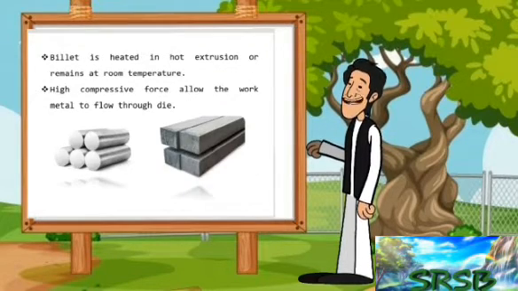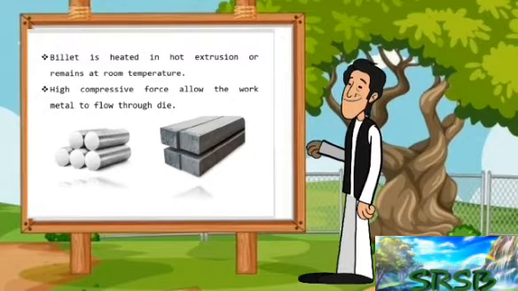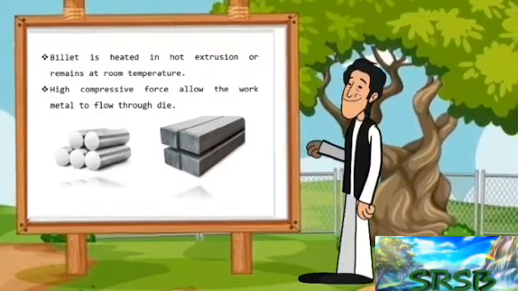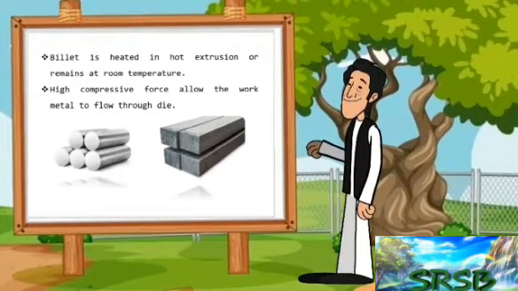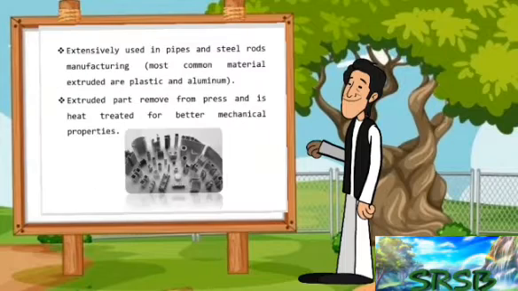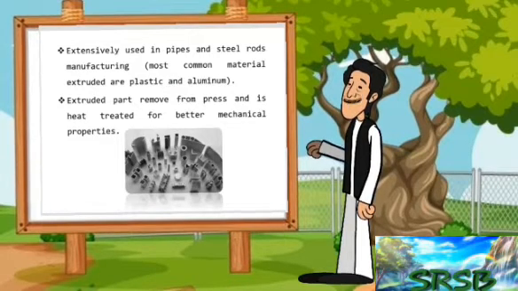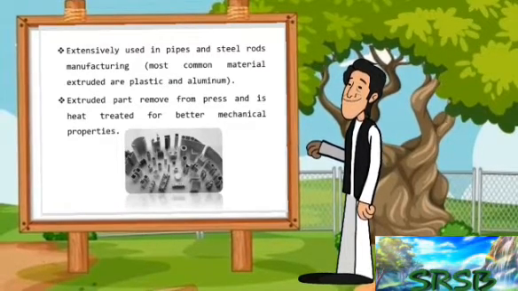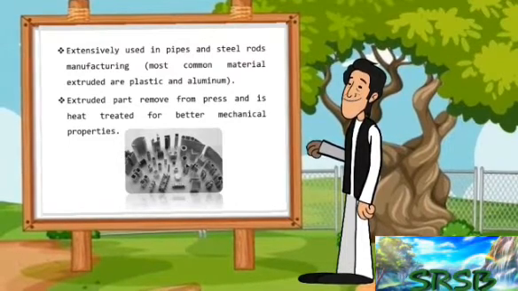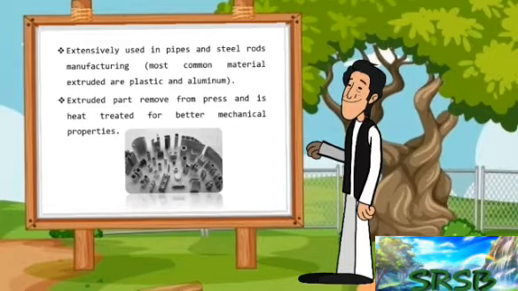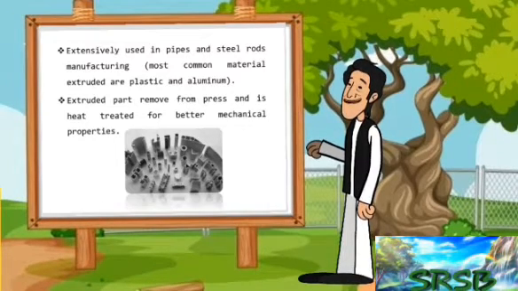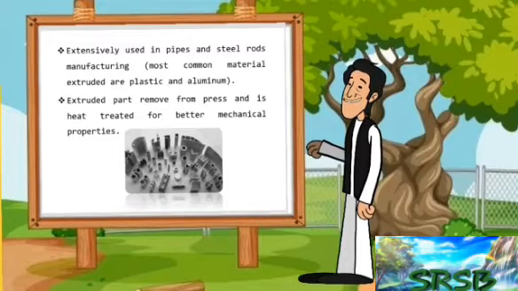piston. In this process, the billet is heated in hot extrusion or remains at room temperature. High compressive force allows the work metal to flow through the die. This extrusion process is used to produce pipes and steel rods. Generally, plastic and aluminum materials are used for this product, and once the extruded part is removed from the press, the product undergoes a heating process to improve its mechanical properties.